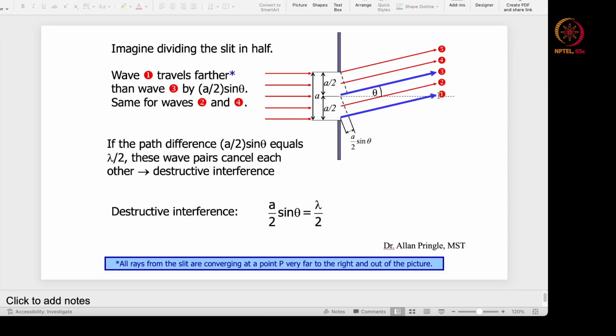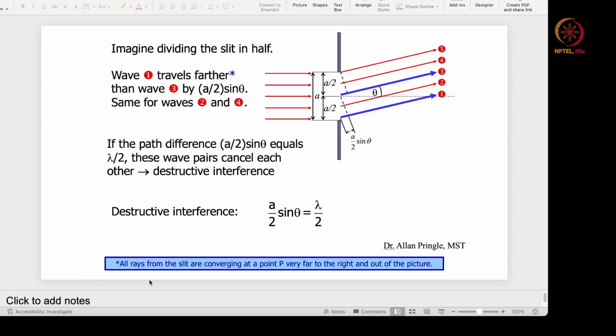So this edge ray reaches the imaging plane after effectively traveling a larger distance, and that larger distance is nothing but A by 2 sine theta, whereas the ray at the center, on the optical axis, travels a smaller distance, given by the path of this ray 3. So if this path difference equals lambda by 2, then the waves destruct each other, or cancel each other, what we call destructive interference, and the equation is nothing but A by 2 sine theta must be equal to lambda by 2. So this is the premise.